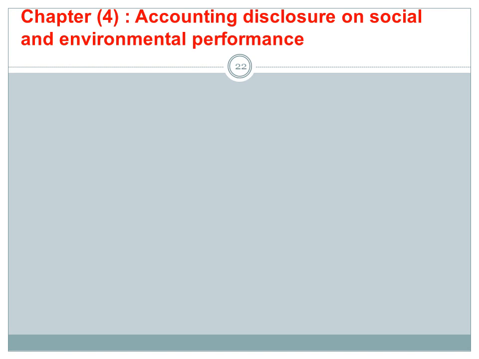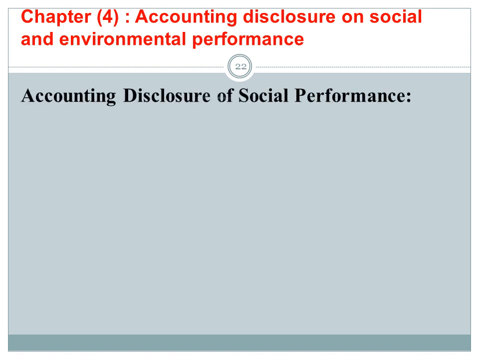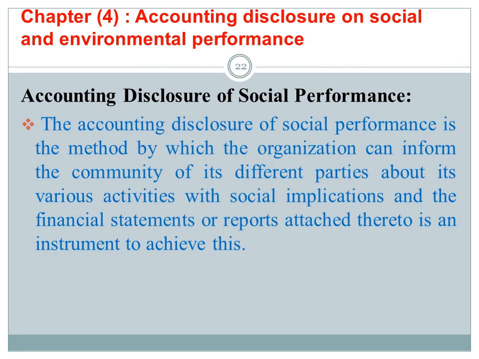Now we will begin chapter 4, accounting disclosure on social and environmental performance. Accounting disclosure of social performance. The accounting disclosure of social performance is the method by which the organization can inform the community of its different parts about its various activities with social implications, and the financial statements or reports attached is an instrument to achieve this.